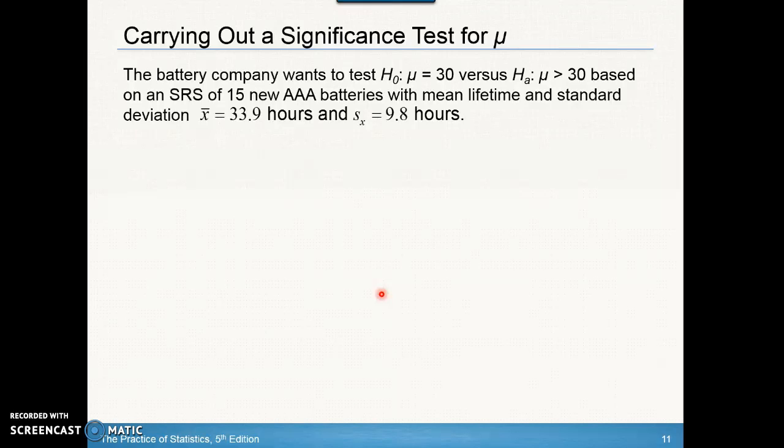All right, so let's just take a look back at our battery example. So the battery company wants to test the null, the mean is equal to 30 hours, versus, hey, they actually think that they've made an improved battery, the alternative that the new mean is greater than 30 hours. Based on a simple random sample of 15 new AAA batteries, they found the mean lifetime of the sample to be 33.9 hours and the standard deviation of the sample to be 9.8 hours.